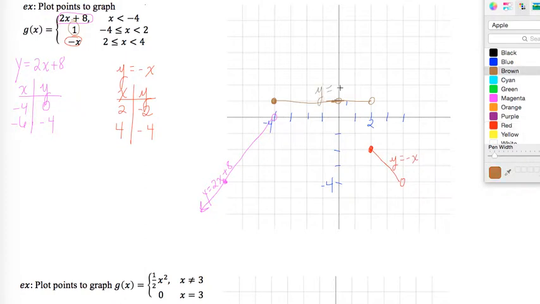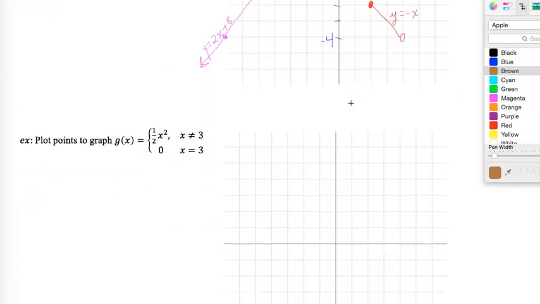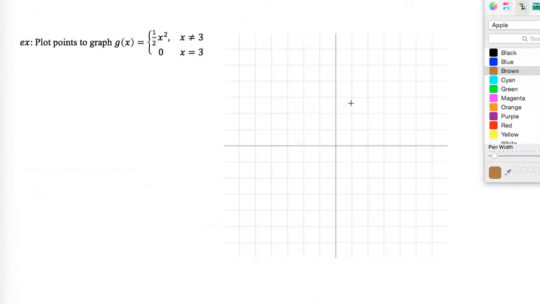And there's the graph of that piecewise function. Okay, and then this one is slightly different just because of the description over here. So g of x equals 1/2 x squared if x does not equal 3. That means all other x values, or it's defined as y equals 0 when x is 3. Okay, so this is a parabola.